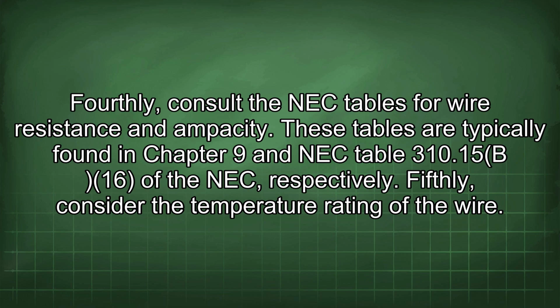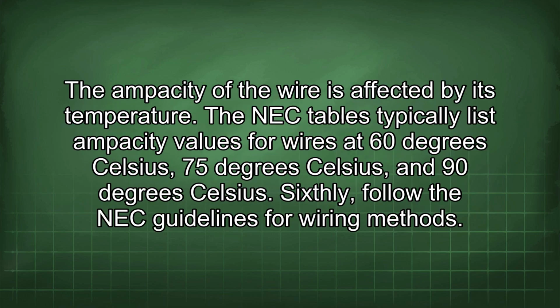These tables are typically found in Chapter 9 and NEC Table 310.15(B)(16) of the NEC, respectively. Fifthly, consider the temperature rating of the wire. The ampacity of the wire is affected by its temperature. The NEC tables typically list ampacity values for wires at 60 degrees Celsius, 75 degrees Celsius, and 90 degrees Celsius.